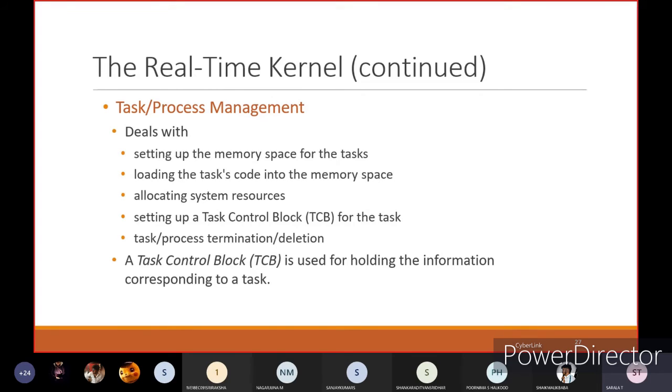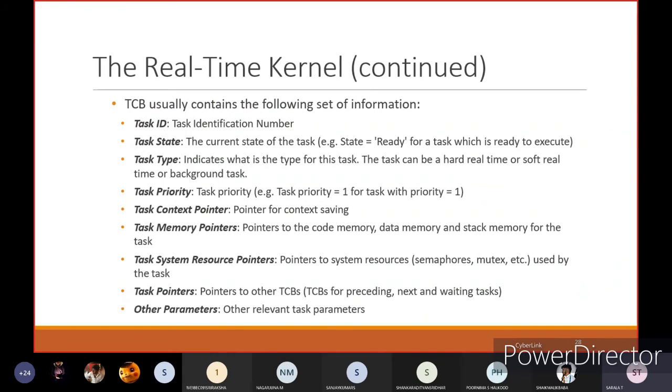Then task or process termination and deletion. A task control block is used for holding the information corresponding to the task. Whatever information is there, it can be held in the task control block. You can see here what information will be present in your task control block. It usually contains the following set of information.